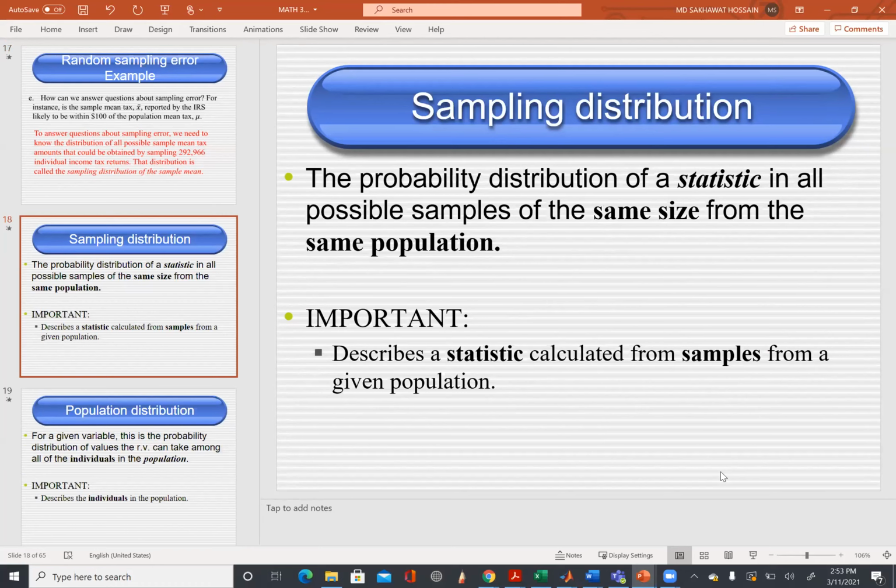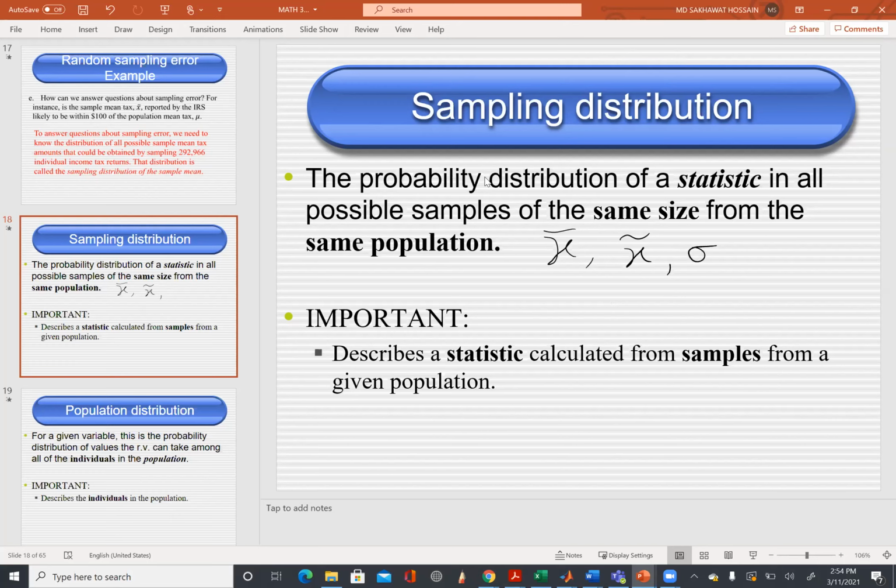Now the next thing is sampling distribution. So what is the sampling distribution? If we take a sample from the population and calculate some statistics, what are statistics? Statistics means the measurements for the sample. We can calculate X bar, which is the mean. We can calculate X tilde. Do you remember X tilde? Yes, X tilde is the median.